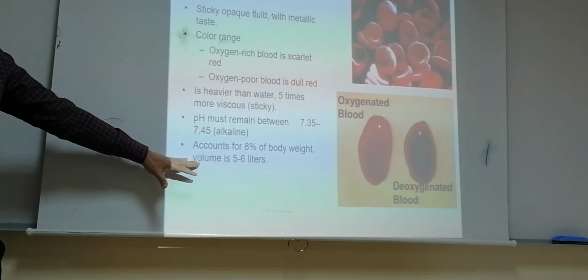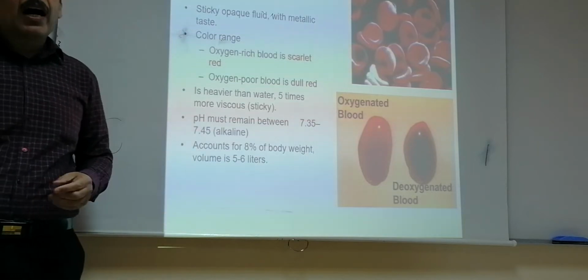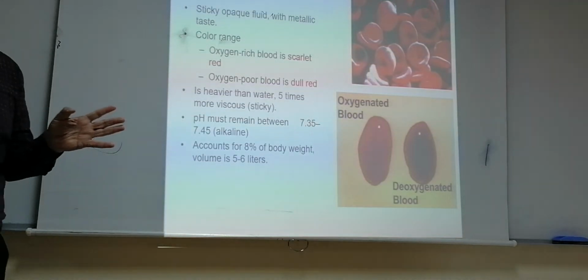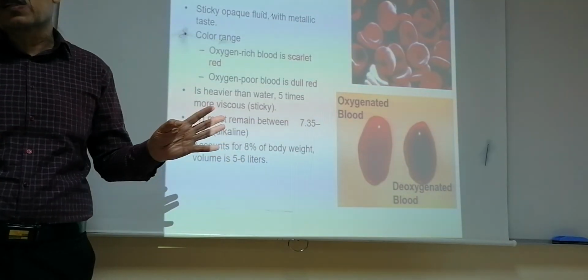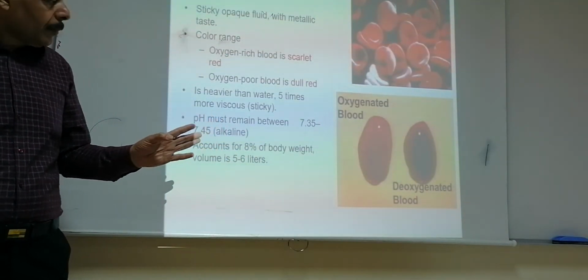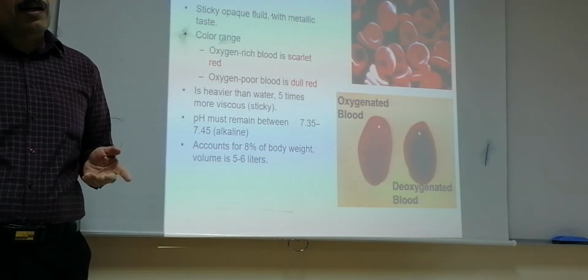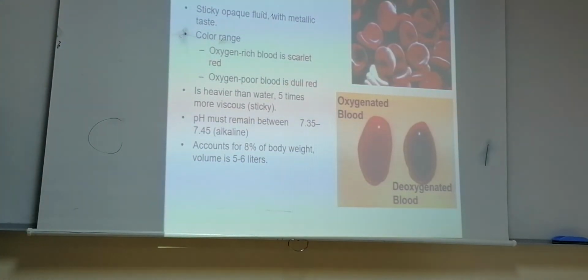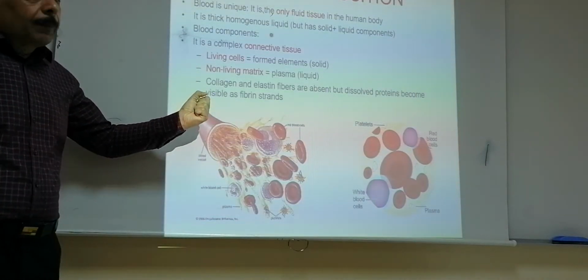About the amount of blood in our body, it is from 5 to 6 liters. So, as an adult, the amount of blood in an adult is from 5 to 6 liters. And it is about 8% of our body weight. So this is the blood. The composition of blood.